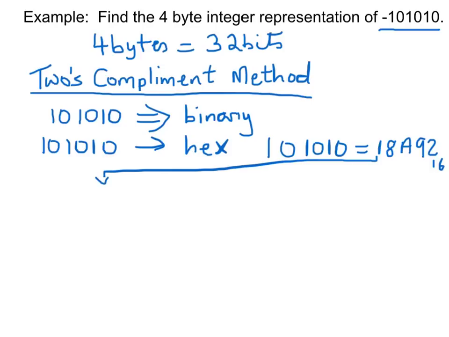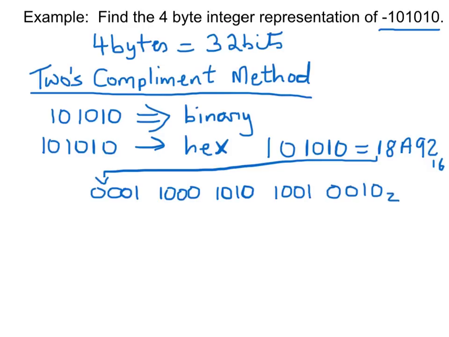And now we convert 18A92 base 16 to binary by replacing each digit by its 4-digit binary equivalent. So what we get is 1 is 0001, 8 is 1000 in binary, A is 1010 in binary, 9 is 1001 in binary, and lastly 2 in binary is 0010. So that's the binary representation of this decimal number, 101010.